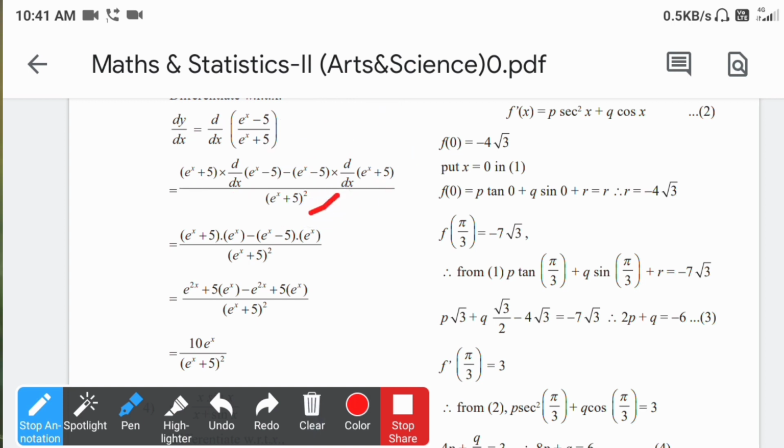So the next step is the derivation of these functions. What is the derivative of e raised to x? The derivative of e raised to x is e raised to x only. And what is the derivative of minus 5?